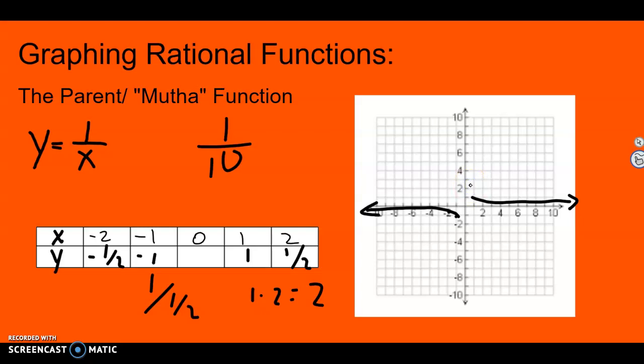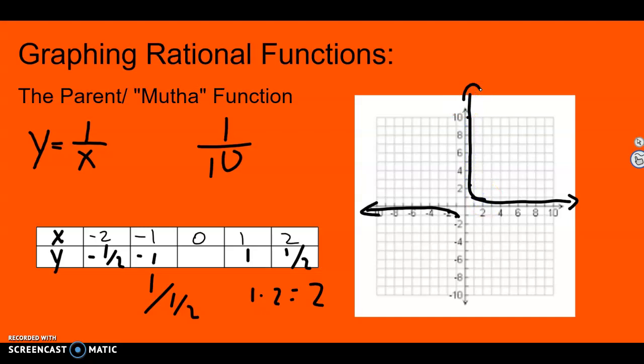If you plug in 1/10, you'll get 10. If you plug in 1/100th, you'll get 100. So what happens is, as the fractions get really, really small, like 1/100th for x, your y value gets really, really big.